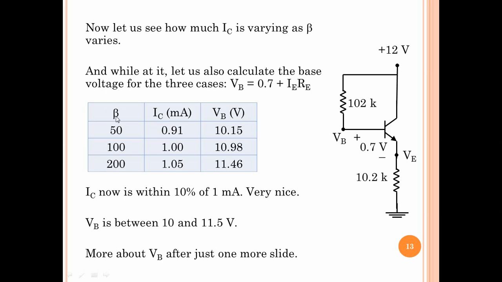So we make that table, and we find that IC goes from 0.91 milliamps to 1.05 milliamps. So now IC is varying within plus minus 10% of 1 milliamp. Very nice. So we met our specification of IC varying within plus minus 10% of 1 milliamp. VB is another story. Let's come back to VB in one more slide. We make a comment before that.